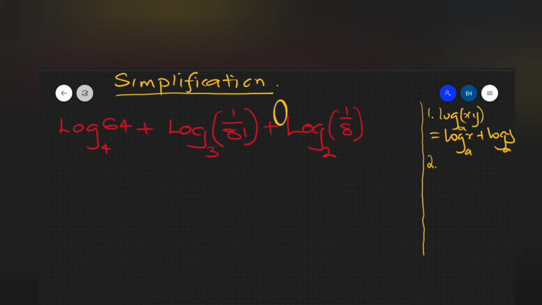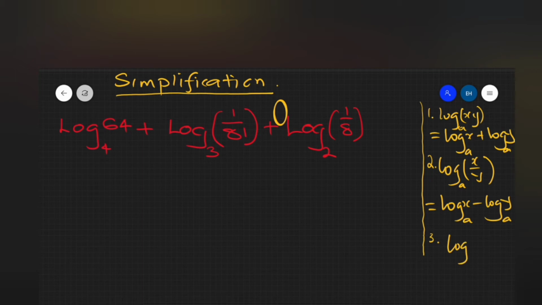And then law number 2 is for division. x divided by y, let's say base a, will be log x minus log y base a. Okay, so let's pick law number 3, which is log x to the power p, let's say base a. That will be equal to p log x base a, like that. Okay, let's deal with these 3 first.